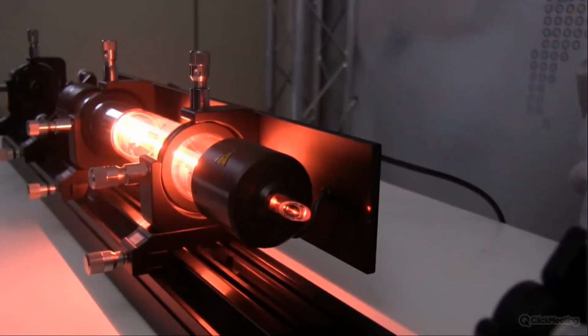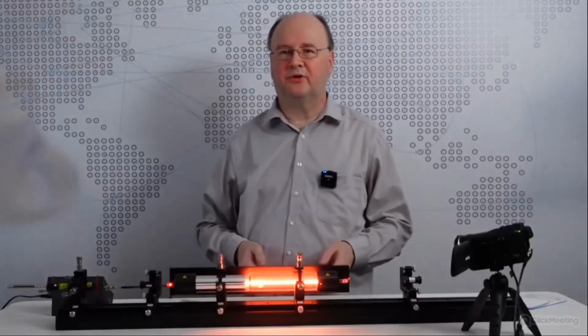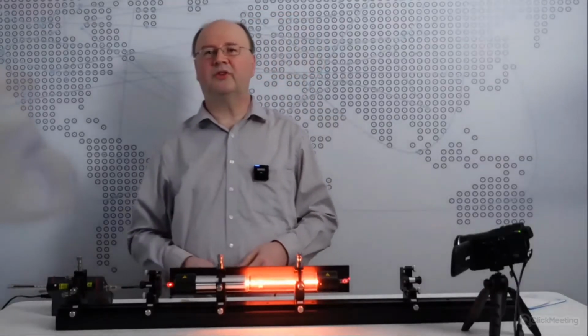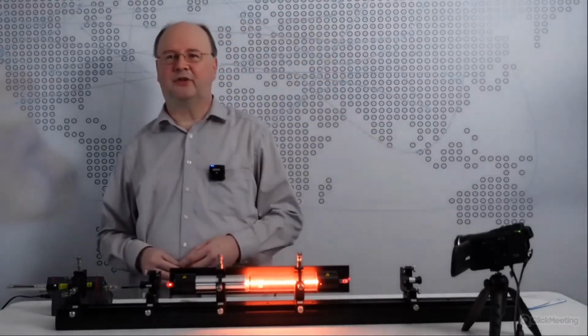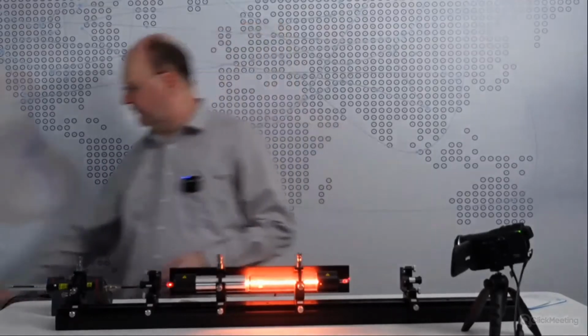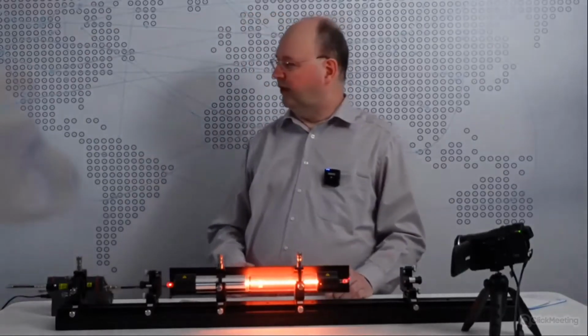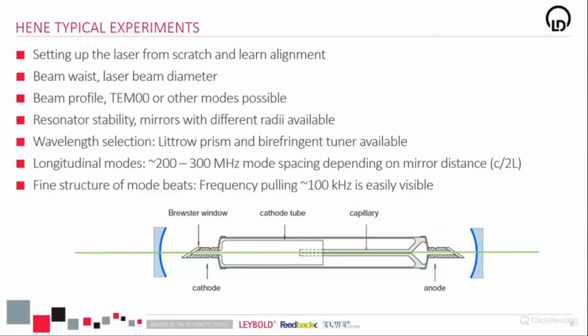Here we are again. So it's easy for the students, since we have a completely separate setup consisting of the tubes and separate mirrors. So it's easy for the students to work with this laser. And yeah, for the time of half an hour, I can sadly not show every experiment. So we'll have some experiments we can just talk about. The first one is setting the laser up from scratch and learning what alignment means. Included in this is something like the beam waist and the laser beam diameter.